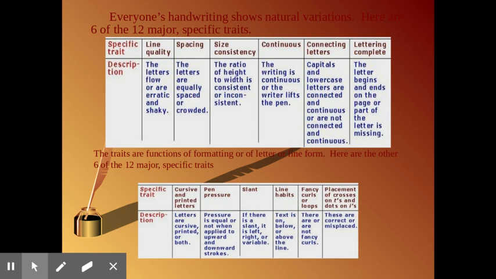Do they cross their I's? Do they dot their T's? Where do they cross their T's and dot their I's? That can be an example of something that is unique to somebody's writing. Even if they're trying to change their handwriting, they might still do those things the same way because your brain says this is how it needs to be done.